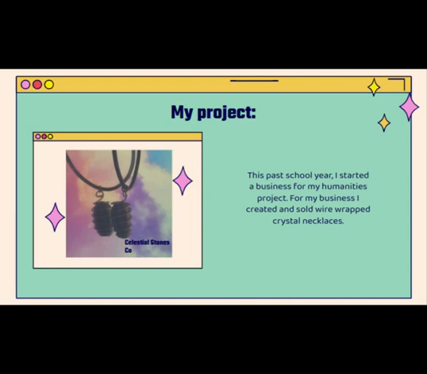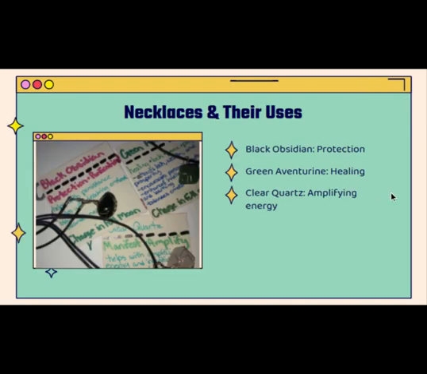This past school year, I started a business for my Humanities project. For my business, I created and sold wire-wrapped crystal necklaces. I used different types of crystals and would create a note card to go with the order depending on what type of necklace the customers bought. These are examples of what a note card and the necklace would look like.